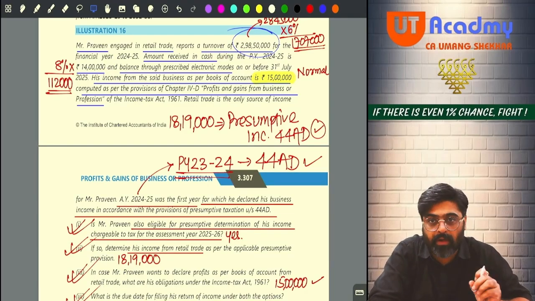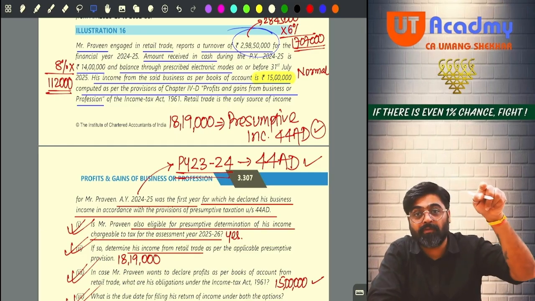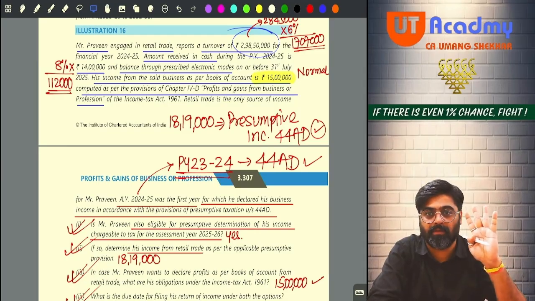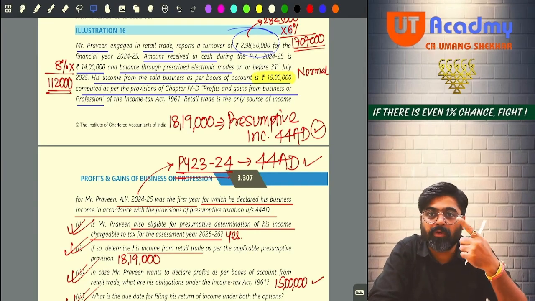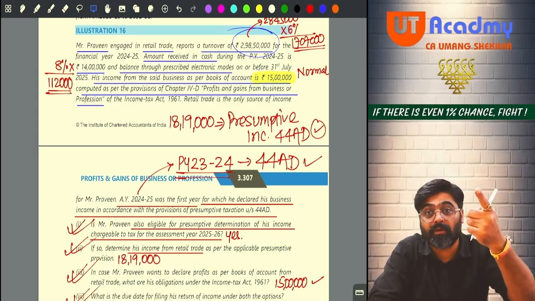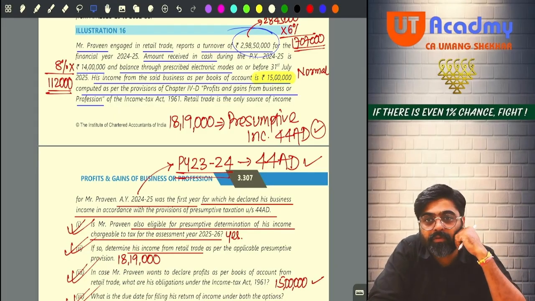Usually 44AD is not applicable. But there was one exception. Do you remember? Even if the turnover is more than 2 crores, if 5% of that turnover or less amount is received in cash, then also you can follow 44AD and show 8% of that turnover as presumptive profits.